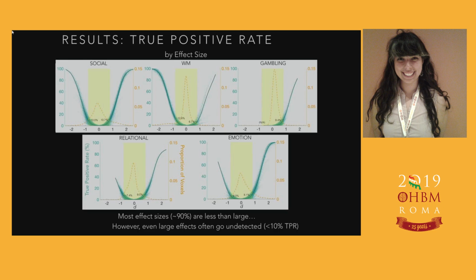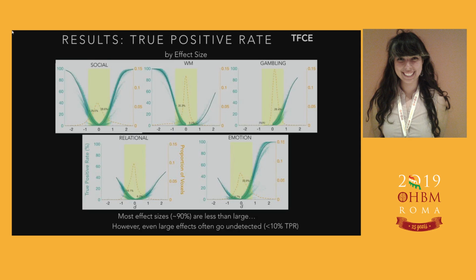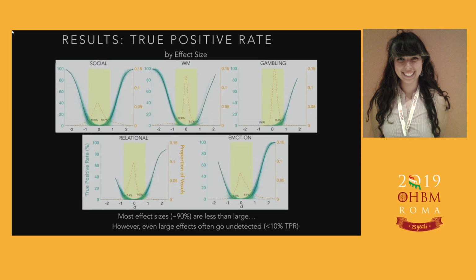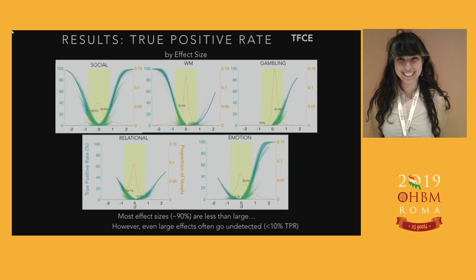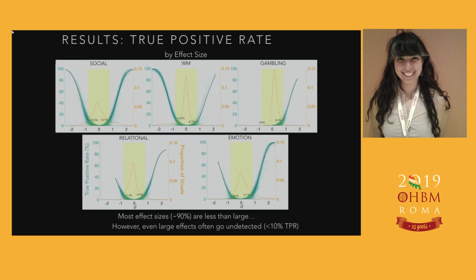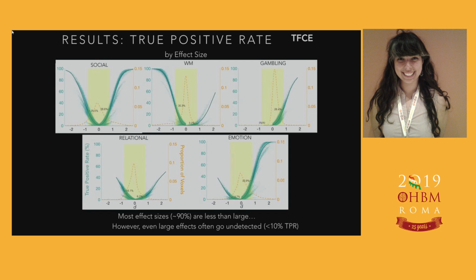Now I'll show you what happens when we go to TFCE. Let me see if I can go backwards. Yeah, there we go. So when we use TFCE, we actually tend to double the sensitivity. You can see most of these distributions are shifting upwards. There's also a really interesting point that these distributions tend to shift, and I have a couple thoughts about that if anybody wants to talk afterwards. So we get 2 times sensitivity with TFCE.